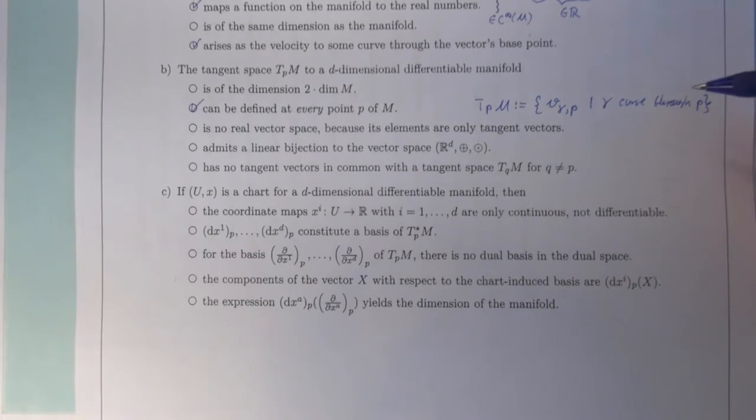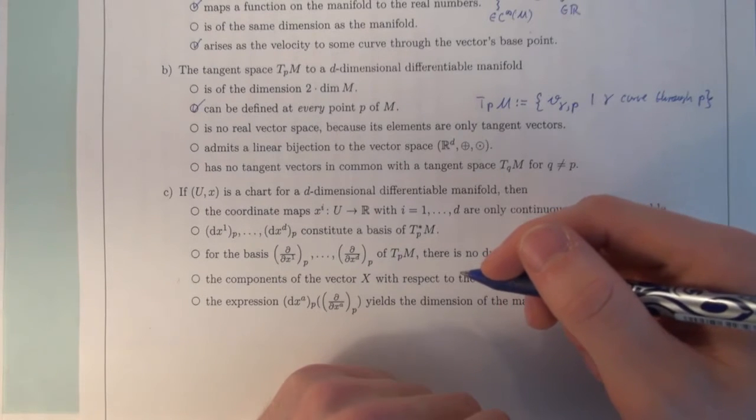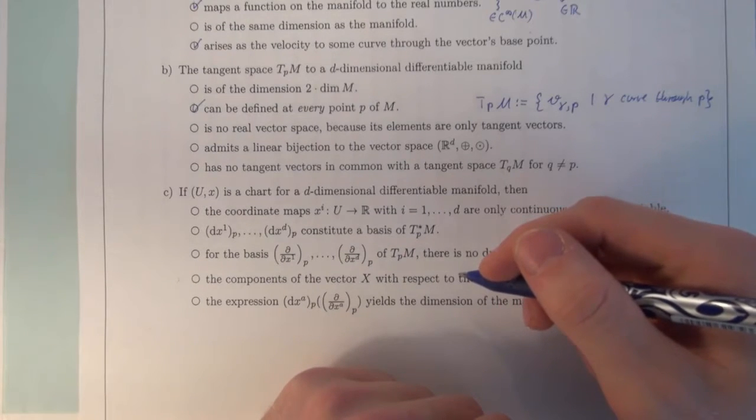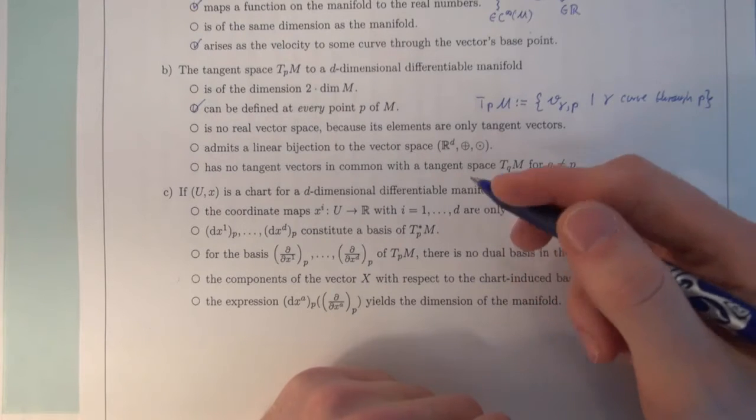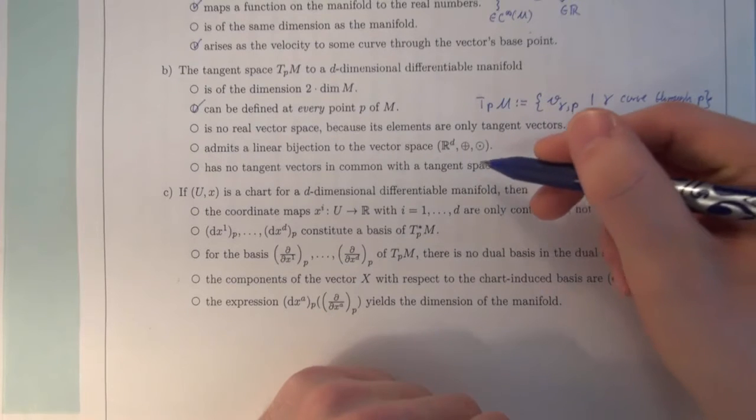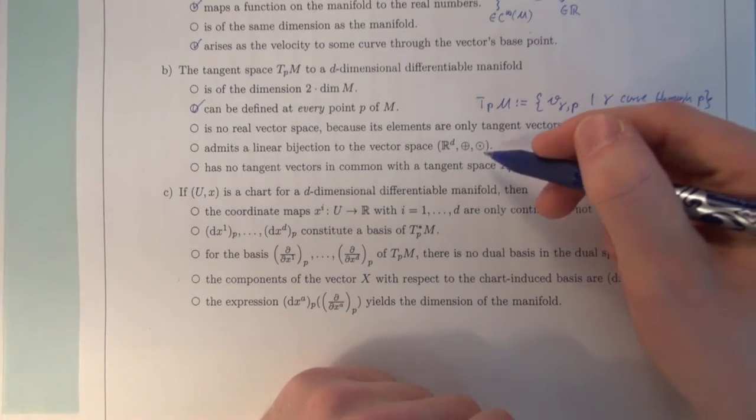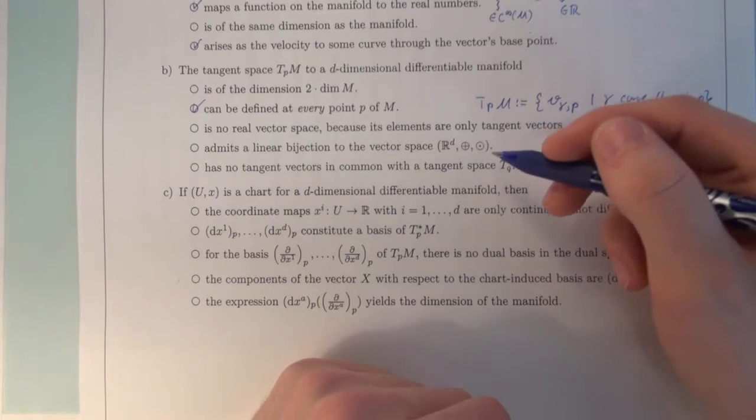The tangent space TPM to a d-dimensional differentiable manifold admits a linear bijection to the vector space Rd plus circ, where plus shall be the component-wise addition on tuples of real numbers, and circ the component-wise multiplication with a scalar.